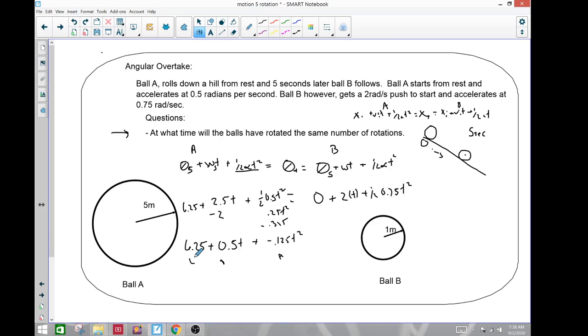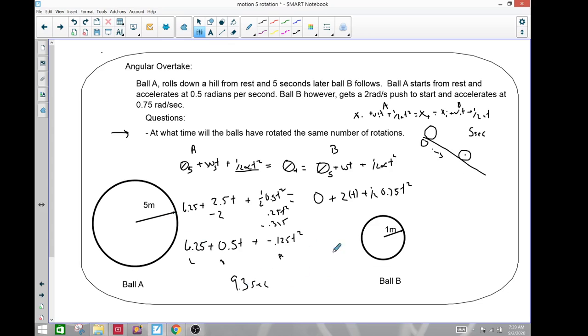A is negative 0.125. B is just going to be 0.5. And C is 6.25. And we're getting about 9 seconds. If that worked out right, you can check my math on that. If I'm wrong, I apologize, but that's 9.3 seconds.